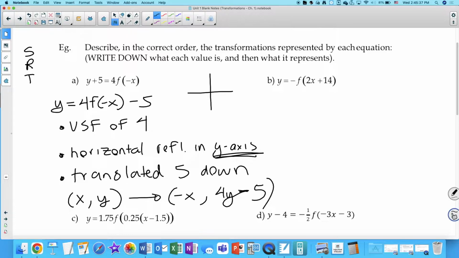Let's look at B. So do you think there's any sort of work to be done first before we start to write these things out for B? Are we supposed to factor? Just divide by 2, so it's an x plus 7? Yeah, so we don't divide by 2, but we factor it out. Because if we left it in as 14, we might mistake the translation for being 14 left, when in fact that's not the case, right? So make sure that this is factored.